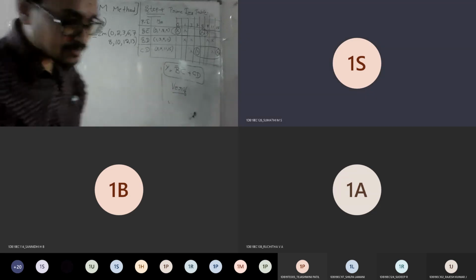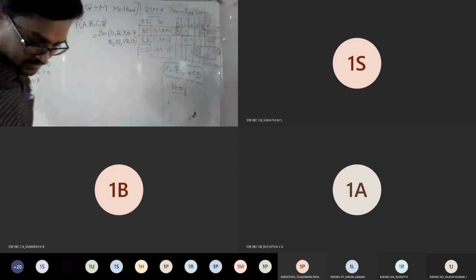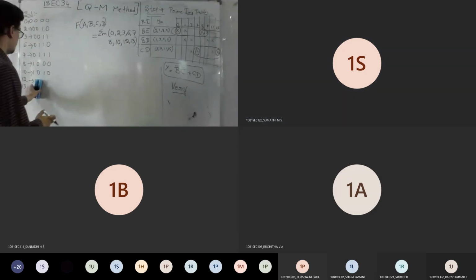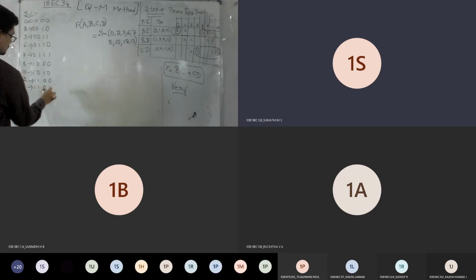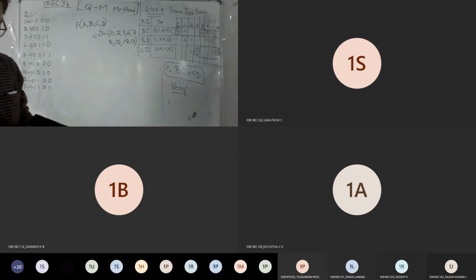Let's repeat 12. 1 1 0 0. So 13 is 1 1 0 1. Good. So proceed from now. Step 1 is done.